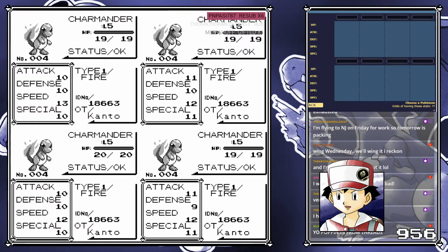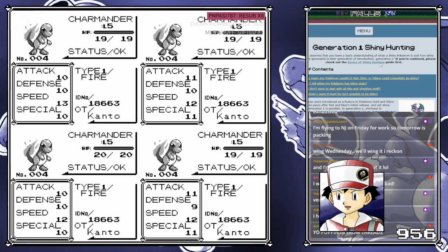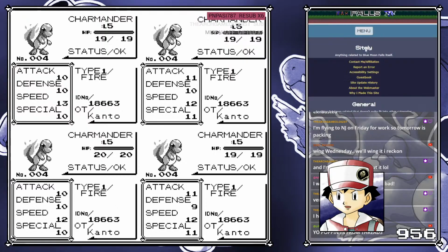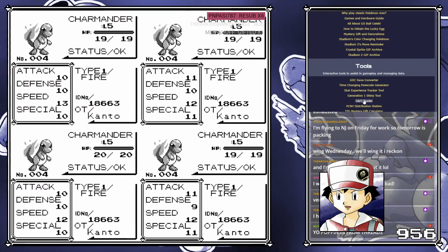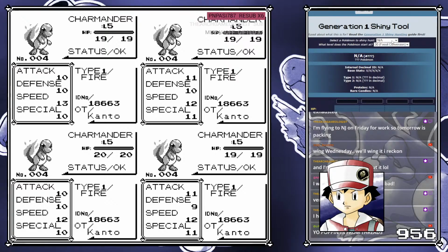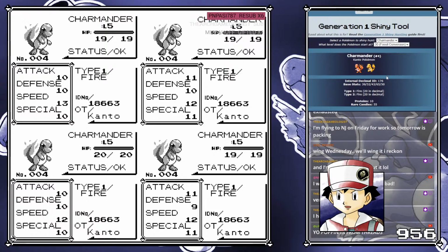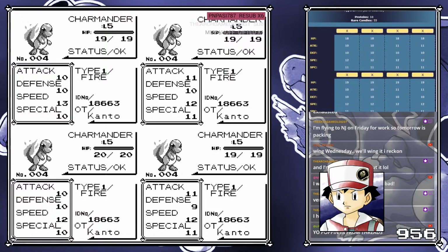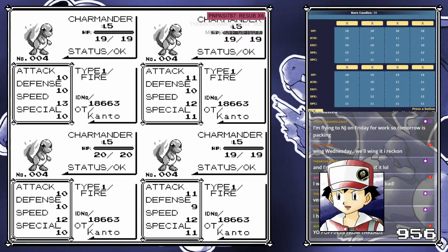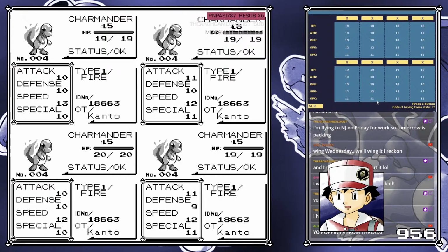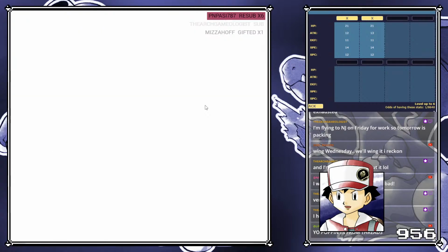Yeah, I'm hoping tonight is the night as well. All right, so top right is looking. Oh wait, I didn't even pick what I was hunting over here. Oh god, what am I doing? Go back. Go back. Where are you? Gen 1 shiny tool. We're going for Charmander. He is level 5. All right, that's what we need. All right, we got one top right, which is HP 19, 11, 10, 12, 11. See how it goes.